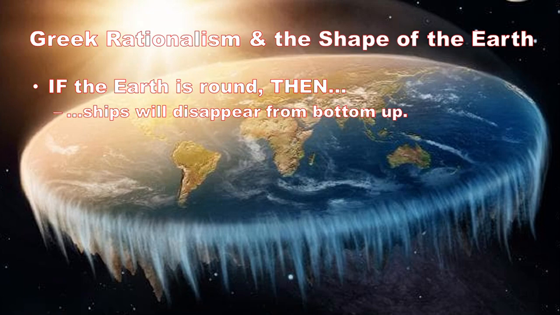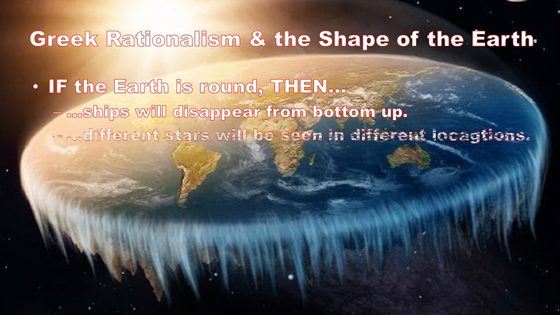Now, affirming the consequent, remember, gives you no real certainty. And so simply that single observation that ships disappear from the bottom up does not prove the idea that the earth is round. But they combined it with other observations. If the earth is round, the antecedent, then a consequent will be that different stars will be seen in different locations. And because the Greeks were great travelers around the Mediterranean, they affirmed this consequent that yes, different stars are seen in different locations.